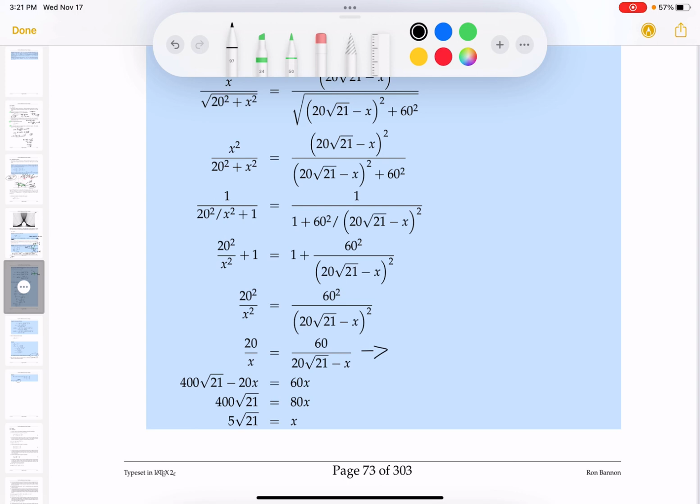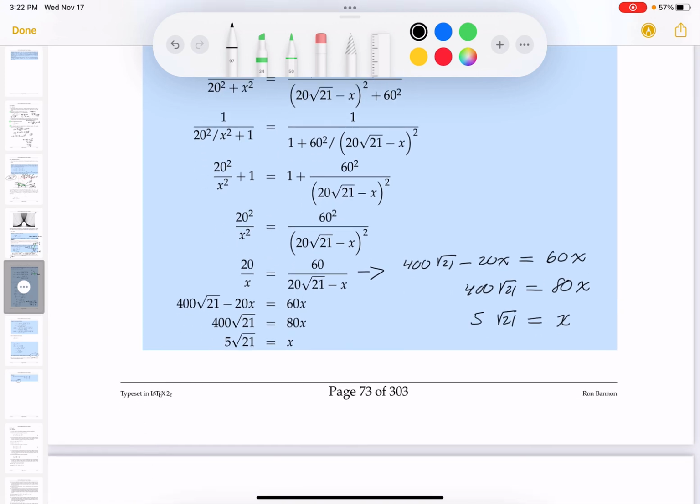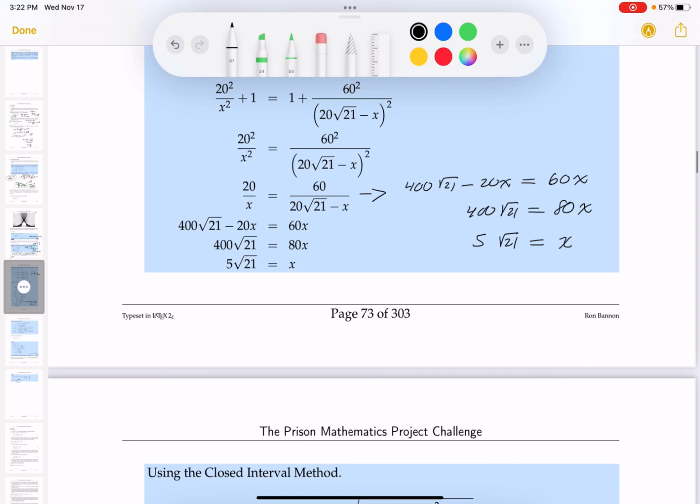I have to multiply it out, right? Clear the fraction. And again, I know cross multiplication is a bad word in mathematics, but to me it's not bad. It'd be 400 root 21 minus 20x equals 60x. That would be 80x equals 400 root 21. Then I would divide by 80. You get x equals, well, 80 goes into 400 5 times, 5 root 21. This is my only critical value. My only critical value. This is a critical value.